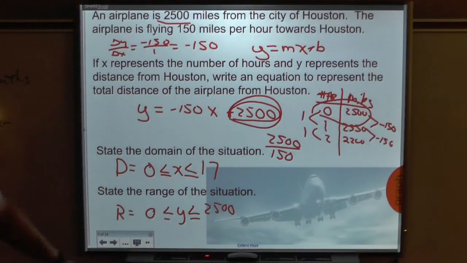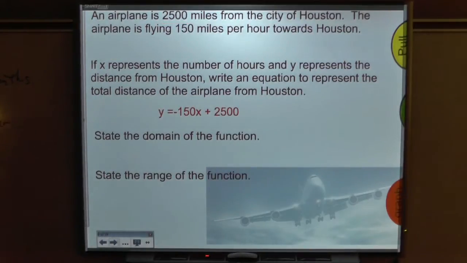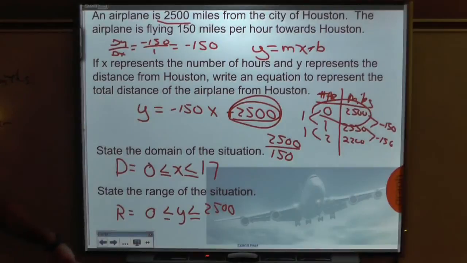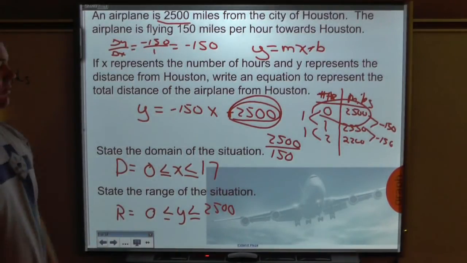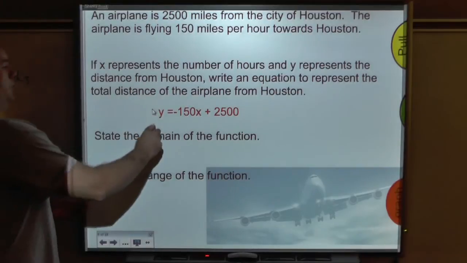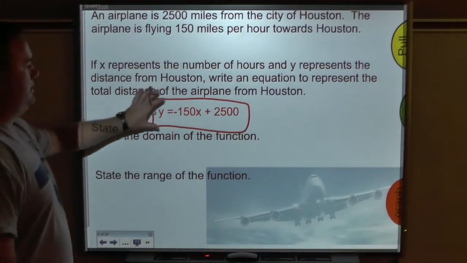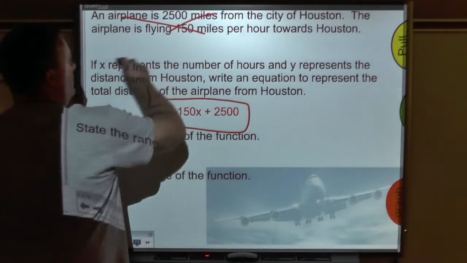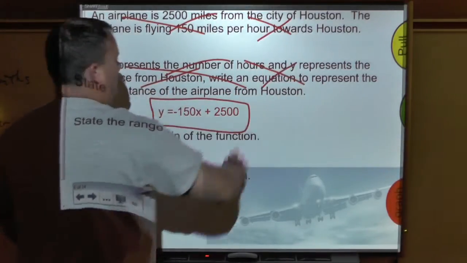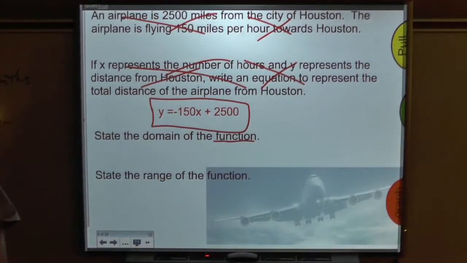Now, the next thing they ask for is, what's the domain of the function? This is where they're going to get you on the test. Here we asked for the situation, so it wants specifically what's going on here. If I say, what is the domain or range of the function? I don't care that there's an airplane involved. I don't care how far he is away. All I care about is this right here. This up here all means nothing to me when I see this word function.